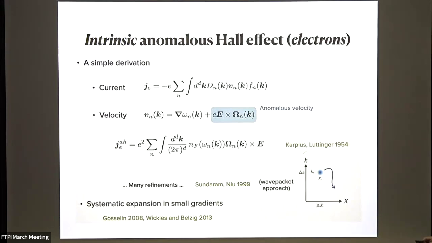Now, what was proposed in papers that are not so famous is a systematic expansion in small gradients, which will justify this semi-classical approach, and which we've done for bosons and extended.